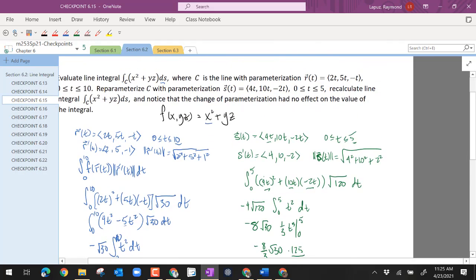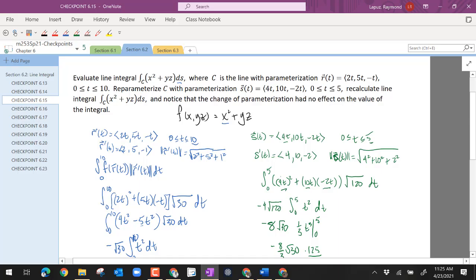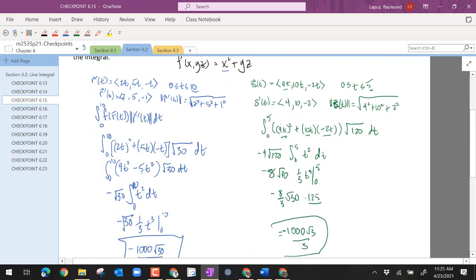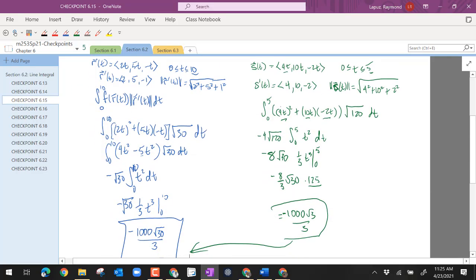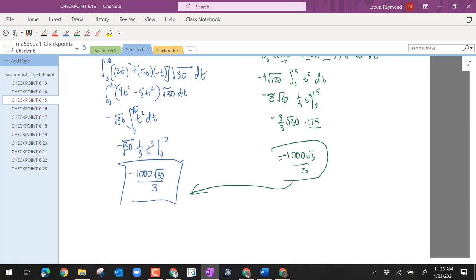A different parameterization of the same curve, in this case a line, going over different limits will still give you the same result, even though you had different parameterizations. Okay, I hope that helps.